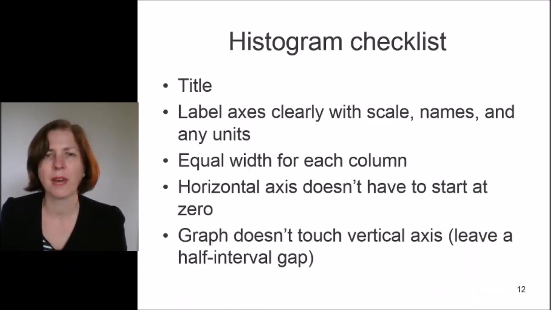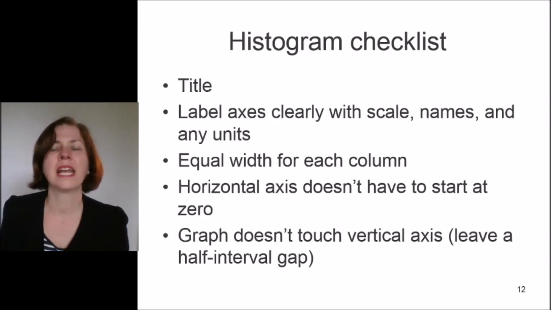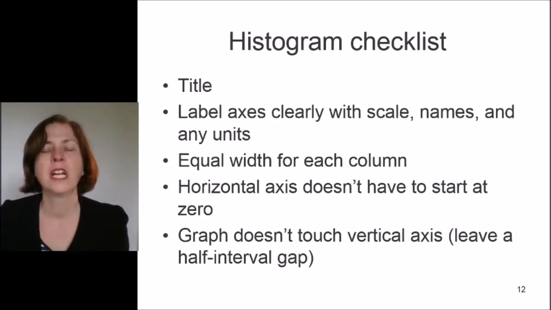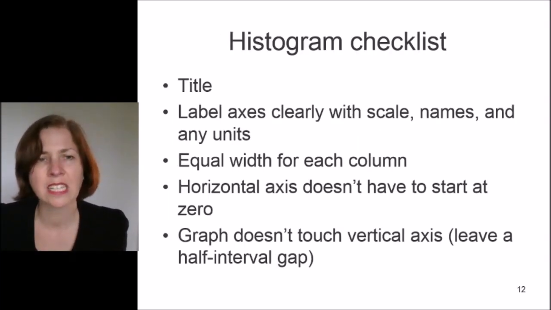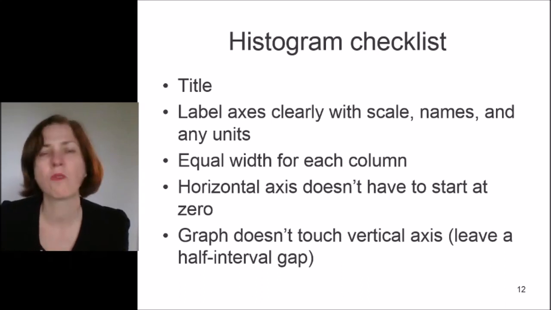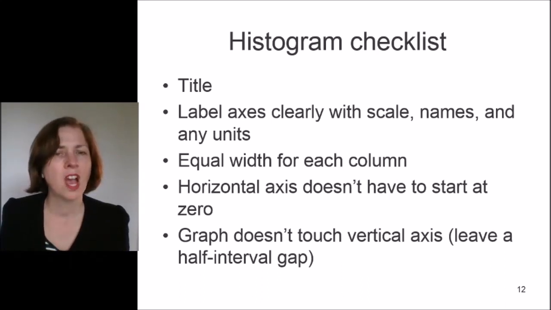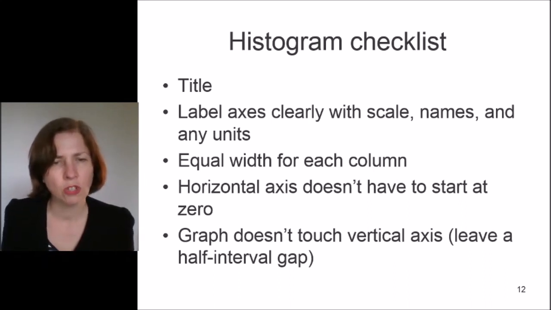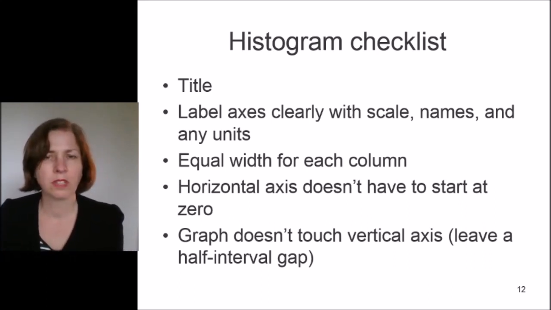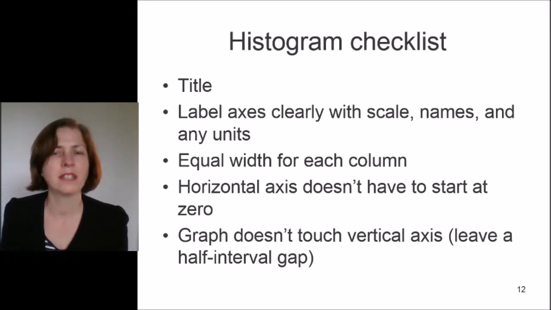Now I'm just going to go back and we're going to look at my histogram checklist. First of all, if I want to get full marks on a test, I need all of these things. I need to write a title for my histogram. I need to label the axes clearly with scale, names, and units. So, for example, number of people, right? Or if it was measurement, I would write centimeters or kilograms.